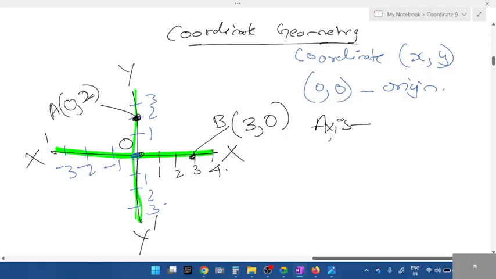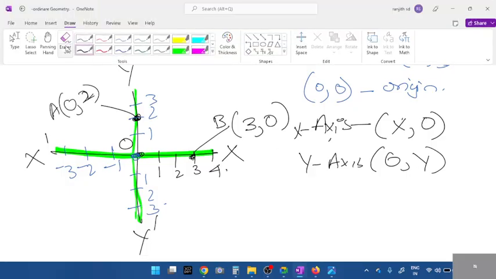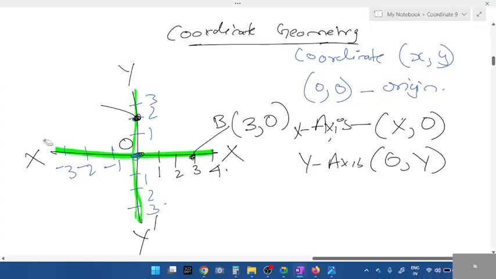If the point lies on x axis, the value will be x comma 0, whatever the x value. If the point lies on y axis, x will be 0 and y, whatever the value is, you have to write it as y. X comma 0, 0 comma y. Then apart from this, how many quadrants do we have? Yes, 4 quadrants.